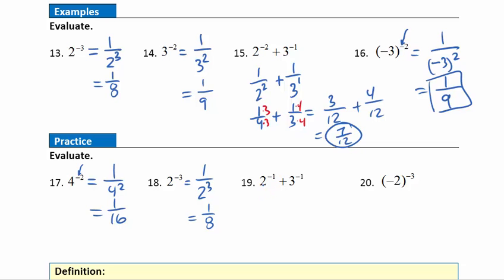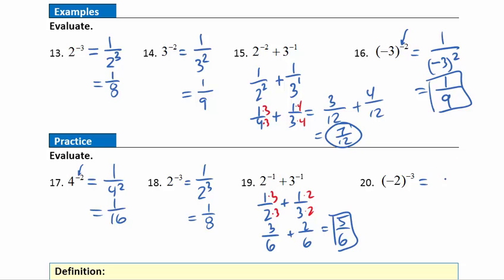Let's see, 19. 2 to the negative first power, well, that's going to give us 1/2. 3 to the negative first power, that's really going to give us 1/3. And now let's look, common denominator of 6 for those two. Missing multiplier in the first one is 3 and 3. Second one is 2 and 2. So we end up with 3/6 plus 2/6 to give us a final answer of 5/6.